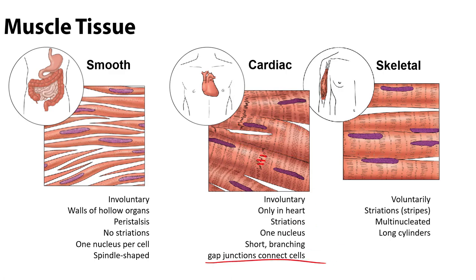So we talked about these earlier today. And so gap junctions allow the heart to basically act as one big collective cell, which is pretty cool. And then lastly, we have smooth muscle. Smooth muscle is muscle that we don't control.